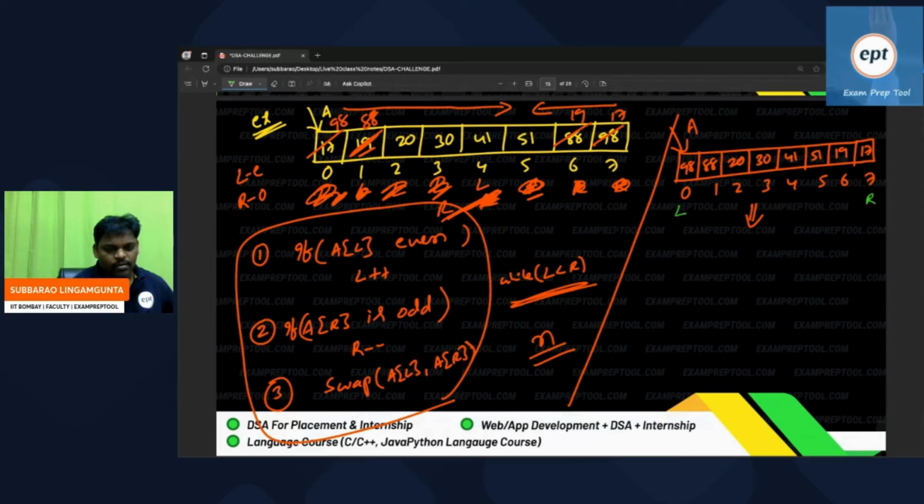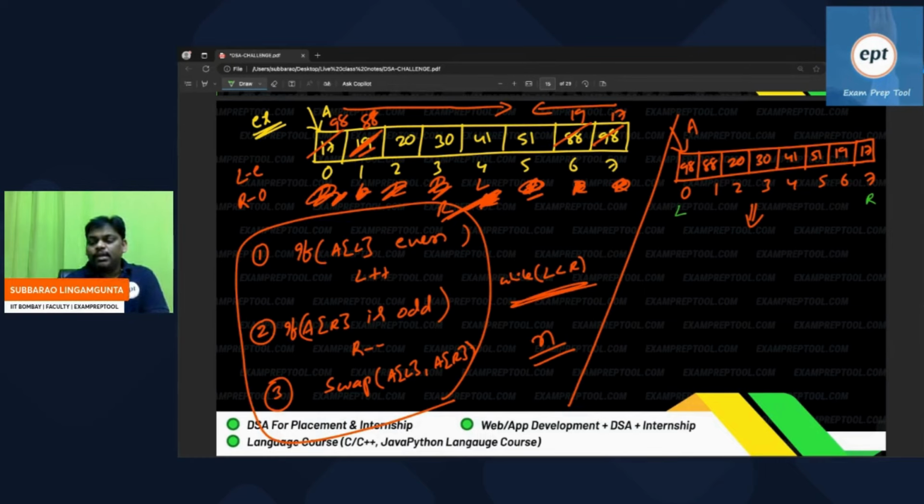L will check, right? L will check whether the position is even or odd. If it is even, no work is there, because an even position has an even number. If it is odd, L will stop. L will stop. Right?